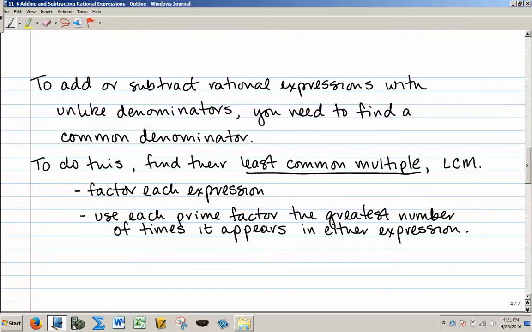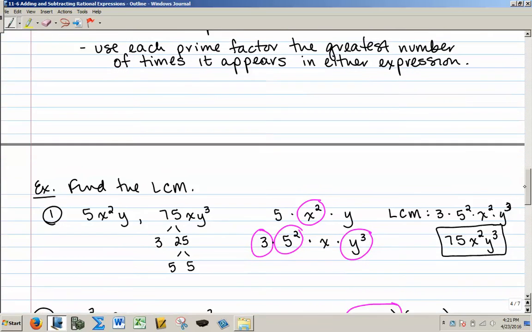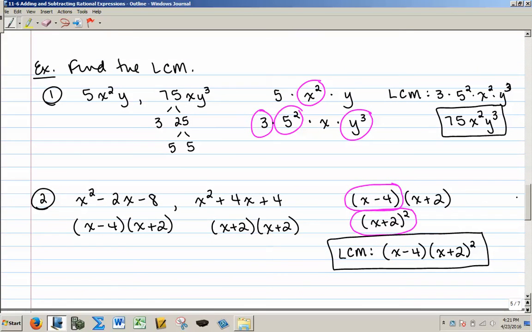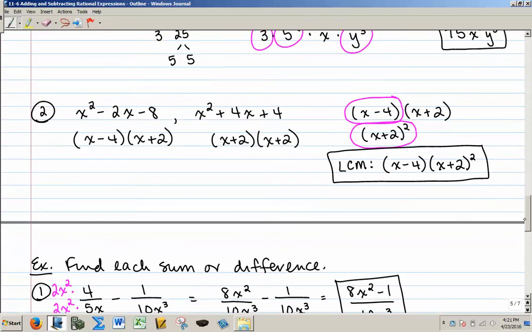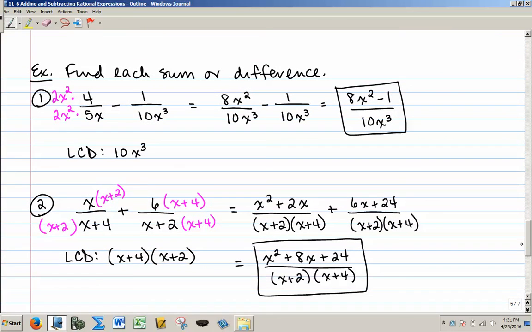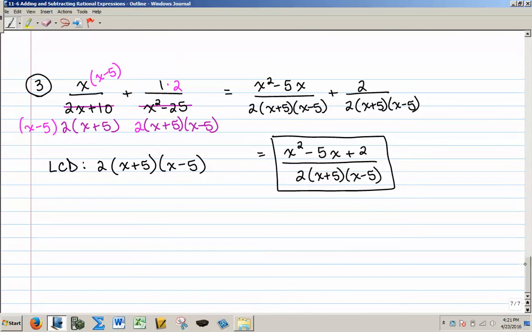If we don't have a common denominator, then we need to find one. And to do that, we're going to find the least common multiple. We're going to use each factor the greatest number of times it appears in either expression. And then to add these, we need to figure out what our common denominator is, and then what we have to multiply one or possibly both of the fractions by in order to get that common denominator, and then just add or subtract across the top as necessary.